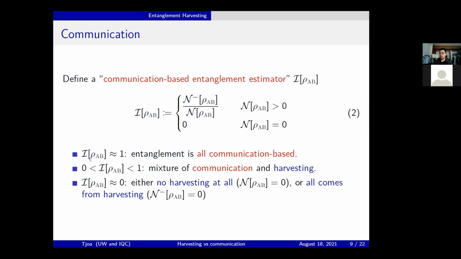And the interpretation of this is that if this answer is approximately 1, then you're essentially declaring that all entanglement comes from communication. Okay? If it is in between, then typically you would expect that this is a mixture of both of them. But if this is very close to 0, then you either originally have no harvesting at all, or all of it comes from harvesting. And the way to distinguish these two is to just check whether the script N, the negativity, is actually greater than 0. If it is greater than 0, then it is the second case. If it is already starting from 0, then it is the first one. With that, we can now show the results.